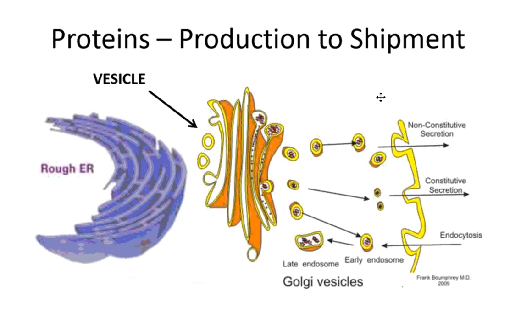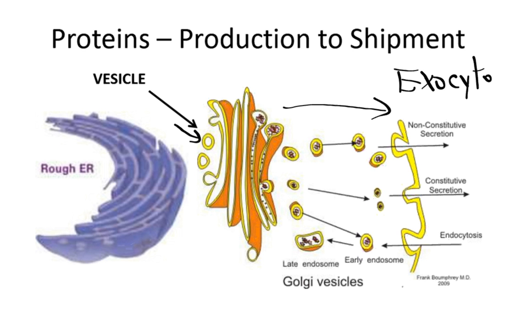And so this picture kind of shows you from protein production to shipment out of the cell. See the rough ER there on the left? The proteins are made in the rough ER, then they're shipped via vesicle to the Golgi. In the Golgi, there's a tag put on it, tells it where it goes, and then it goes to the cell membrane where it is shipped out of the cell via a process called exocytosis, which we'll talk more about later.